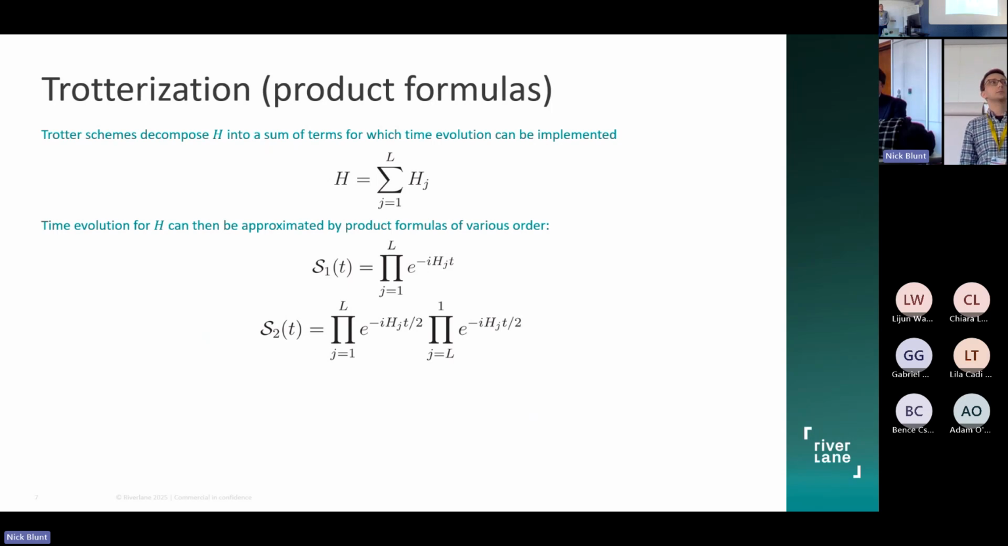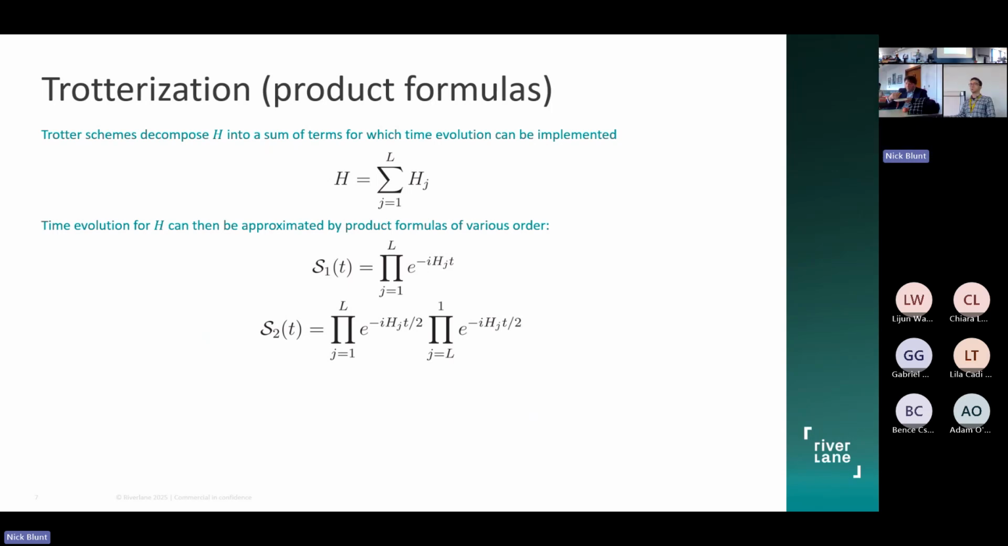This goes by different names in maths communities. These are sometimes called product formulas. In physics and chemistry, we tend to just call this trotterization. So the idea is that we're going to split our Hamiltonian into some smaller number of parts, h_j, such that we can perform time evolution for each of these parts. We can't do time evolution for the whole thing, but for these smaller terms we know how to implement it. The simple example would be if each h_j was just a Pauli, then we know how to implement e to the minus i Pauli t.